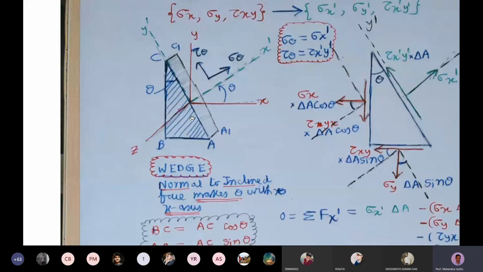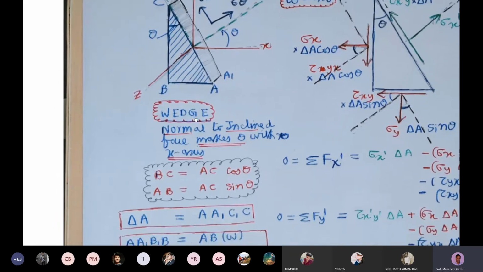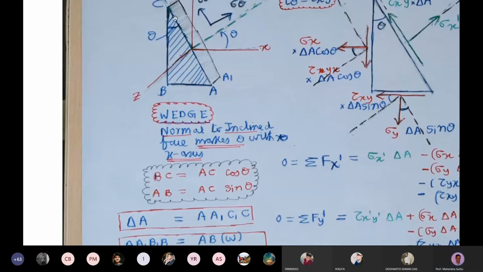Now we want to find the area of the horizontal plane and the area of the vertical plane. First we define the thickness of the wedge as W, and now we'll use our relations for the triangle. This angle is theta, this angle will be 90 minus theta, this angle will be theta. So we have BC is AC cos theta and AB is AC sin theta.